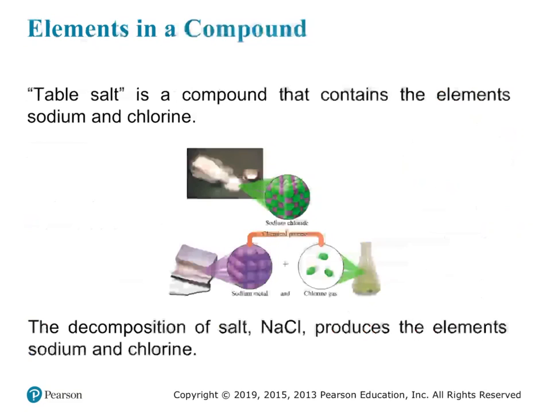All right, so we just saw the example of table salt on the previous slide. Table salt, again, is a compound that contains the elements sodium and chlorine. If we were able to separate the sodium and the chlorine from each other in our table salt, we would get pure sodium metal, which is gray and shiny, and chlorine gas, which has kind of a yellowish green color to it. Now you can also go in the reverse direction. We could combine sodium with chlorine to make sodium chloride, which is table salt.